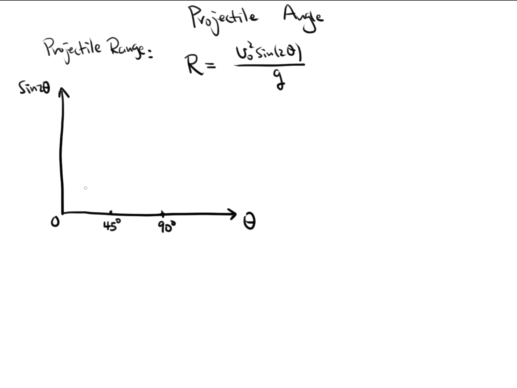Okay, so for the 0-degree angle, sine 2 theta, of course, is 0 here, and for 45 degrees, sine 2 theta becomes 1. So that's 1, and that's 1 point here. And at a 90-degree angle, sine 2 theta becomes 0 again. So we're going to get a curve, a sine curve, that looks like this.